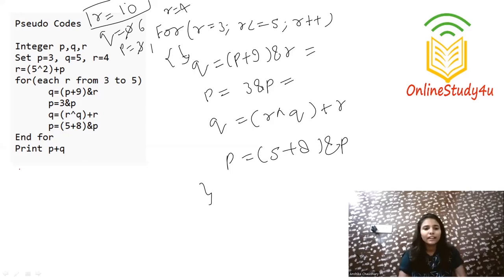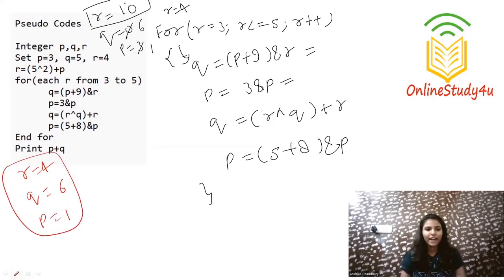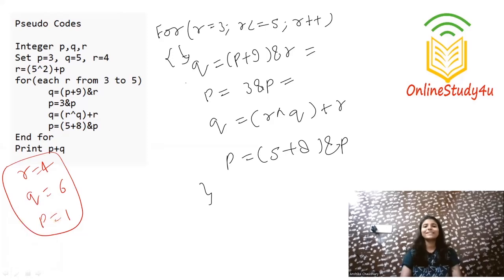Okay, so this time R value is 4. The last updated value of Q was 6 and P was 1. So these are the values for this iteration and I am erasing all of the other stuff, right? You have to just make sure to focus on these values. Now for this iteration, R value is 4 and we will check for the condition R is less than or equal to 5. So the condition is true. So we will come into the for loop and we will perform the same operation again.